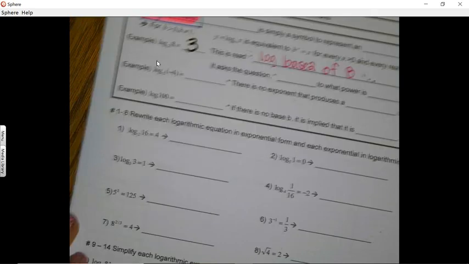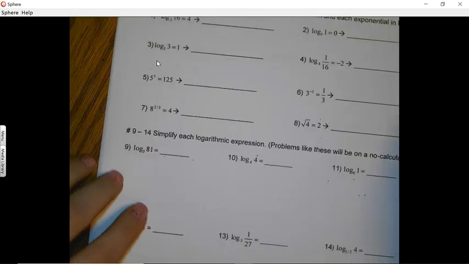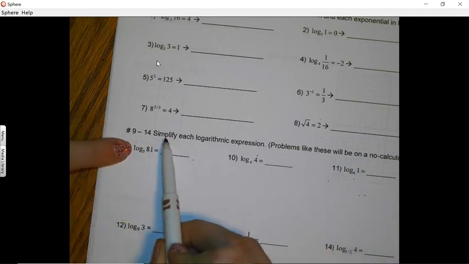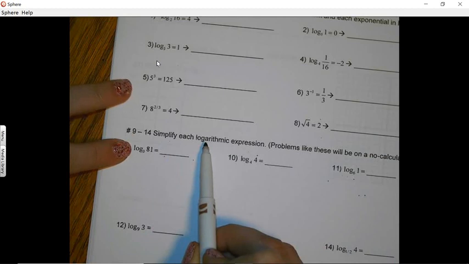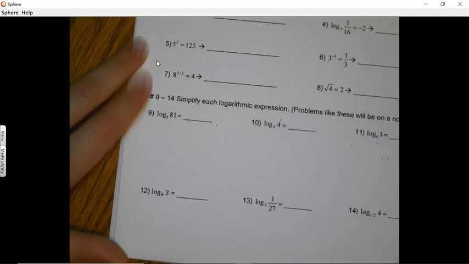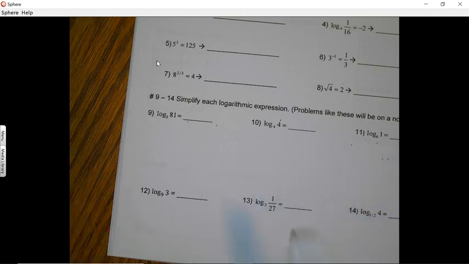So we'll come back to this. Let's skip over to number 9 while we're at it. If it says simplify, or it could say evaluate the logarithm. It says problems like these will be on a no calculator test. Being that this semester our class is online, that doesn't apply to us. But let's go ahead and take a look at number 9.